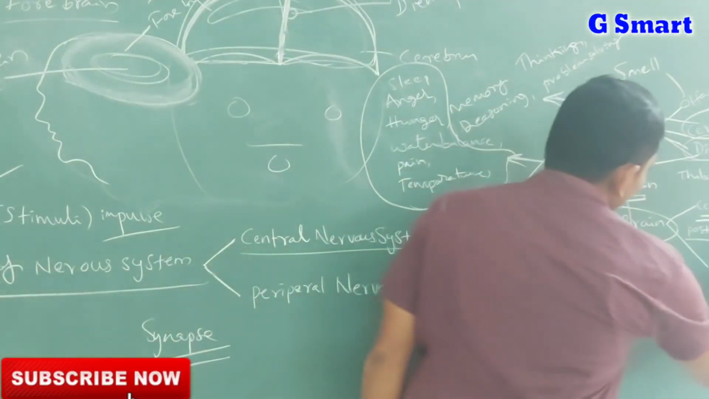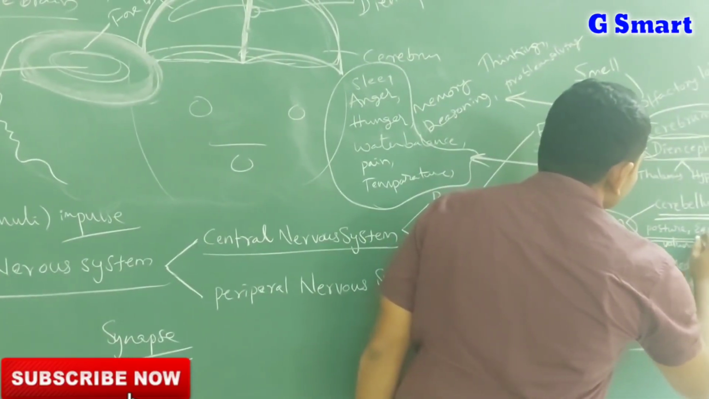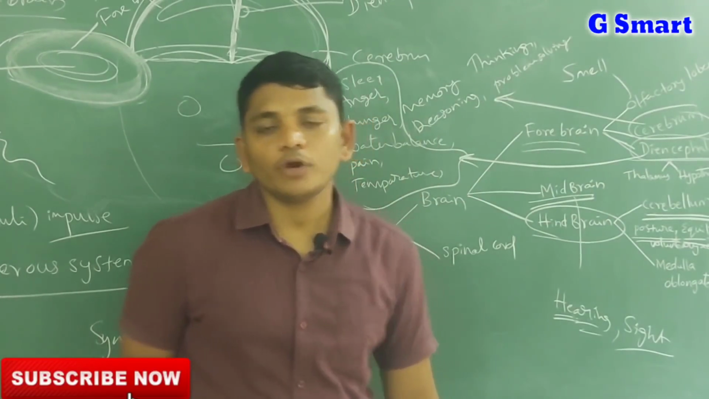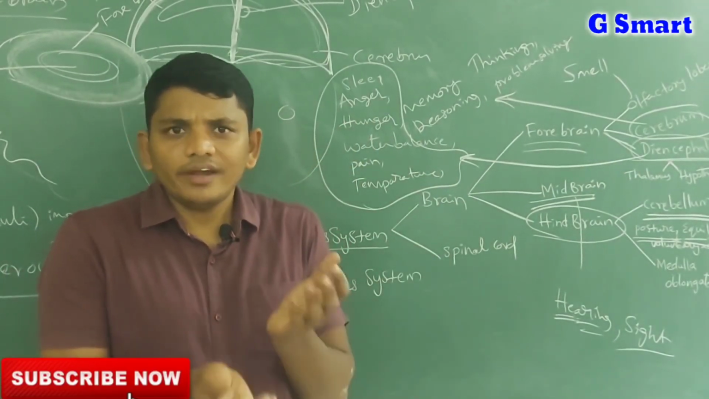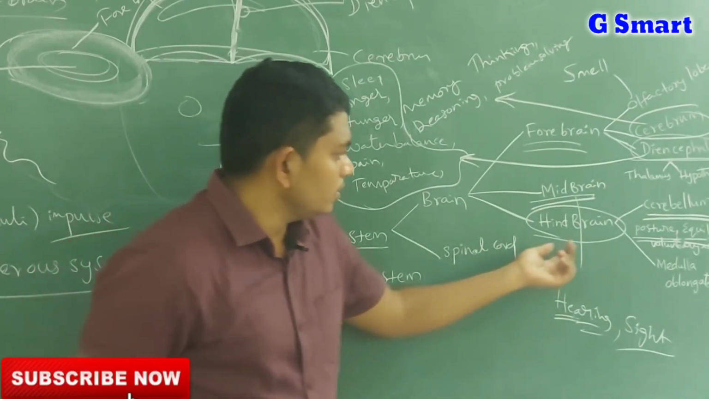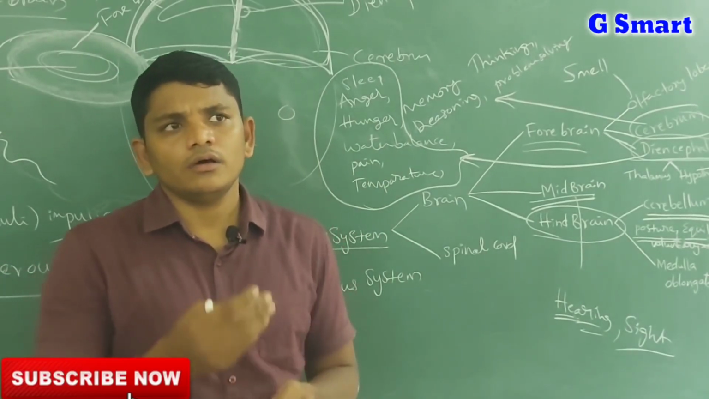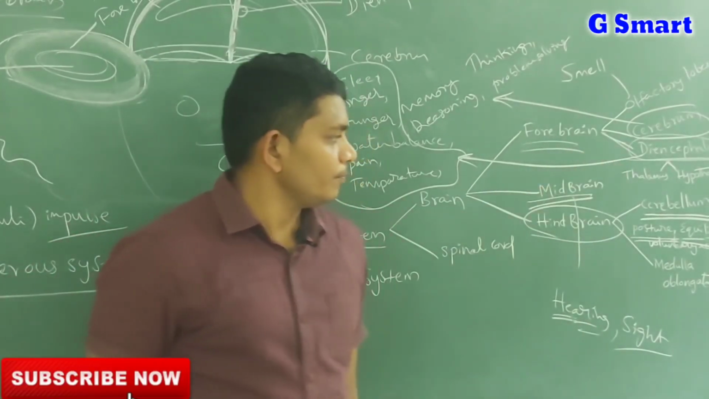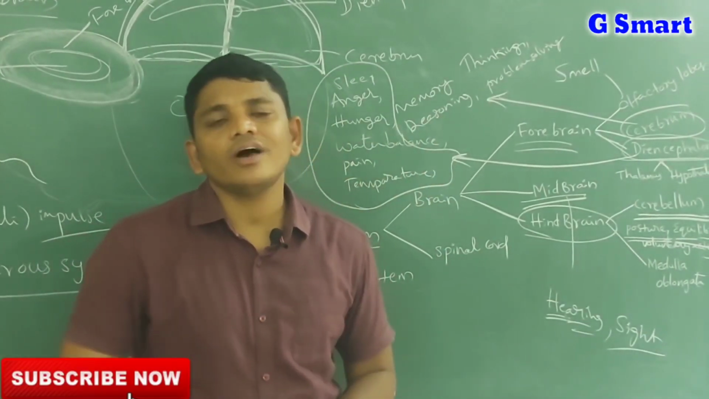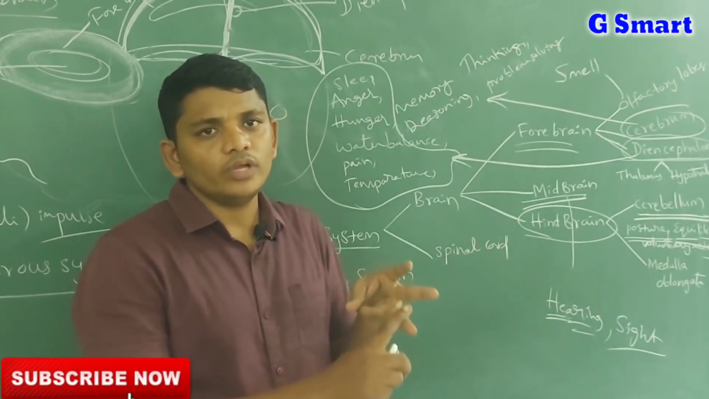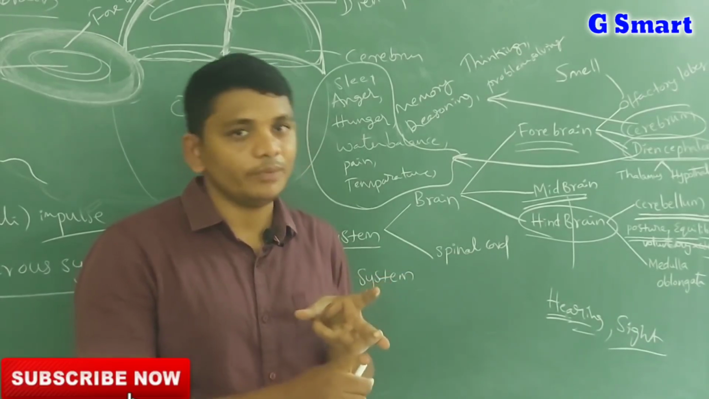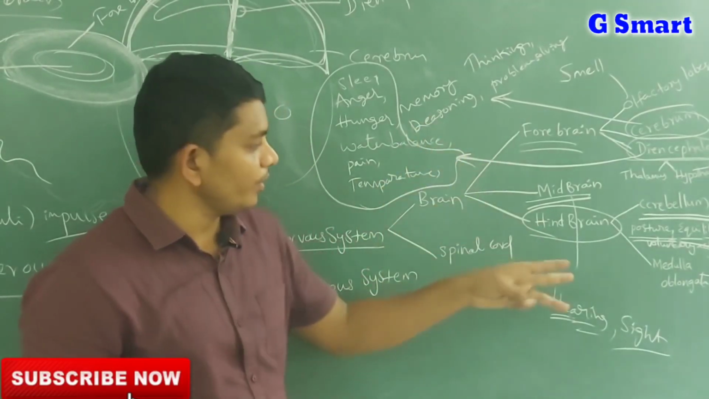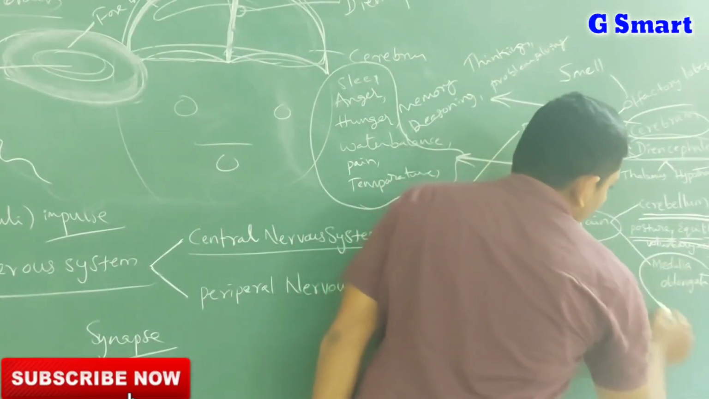And it is also doing voluntary actions promoted by the cerebrum. If any voluntary action is initiated by the cerebrum, it will be followed by the cerebellum. So all voluntary motor actions initiated by the cerebrum are carried out by the cerebellum. So here it is doing three things: it gives us posture and equilibrium, and as a third one, it does voluntary actions initiated by the cerebrum. So three things are done by the cerebellum.